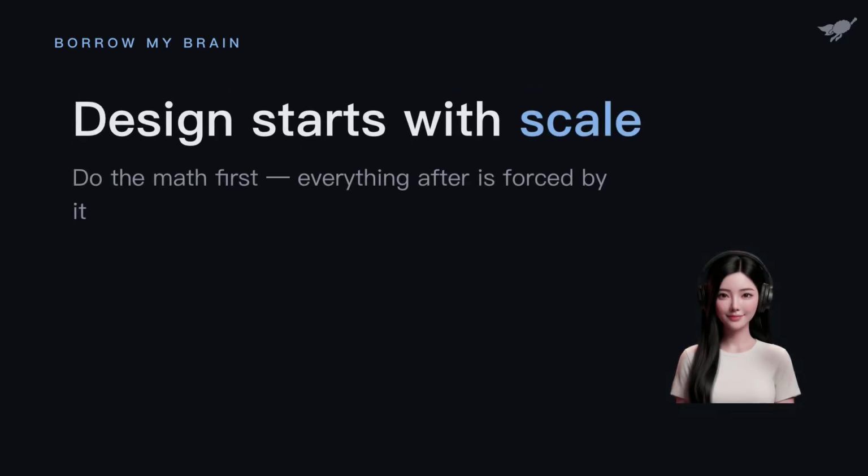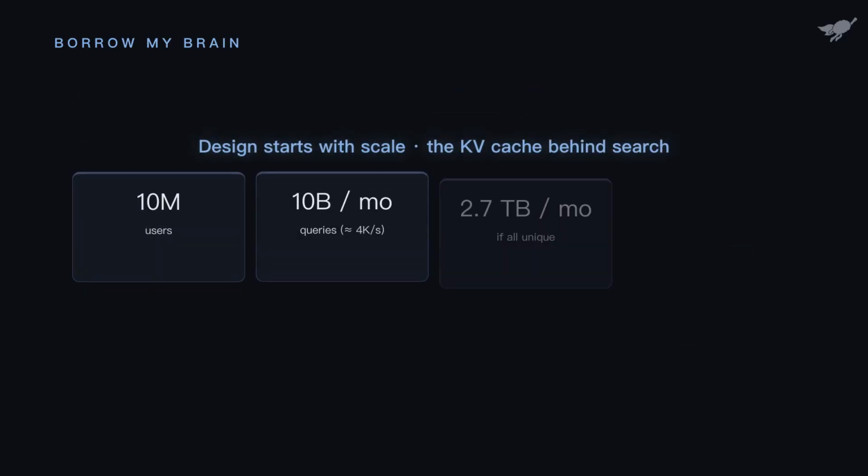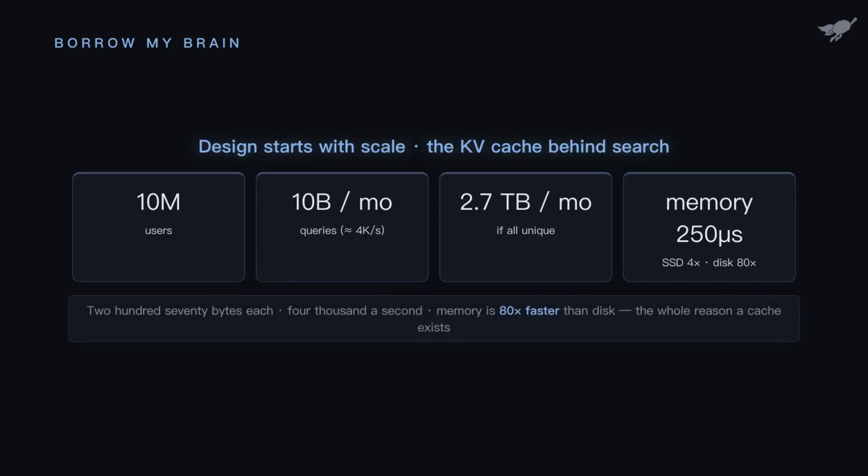First, the math. 10 million users, 10 billion queries a month, 4,000 a second. Each result is 270 bytes, all unique. That's 2.7 terabytes a month. Why do we even need a cache? Memory is 250 microseconds. SSD is 4 times slower, disk 80 times slower. That is the entire reason a cache exists.